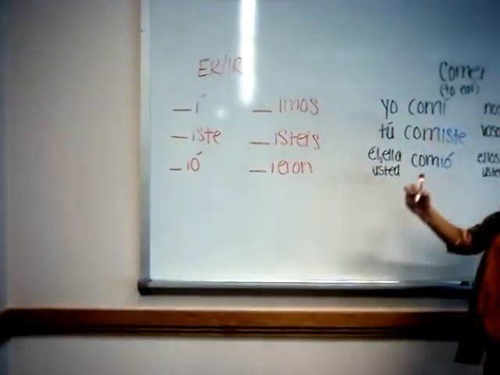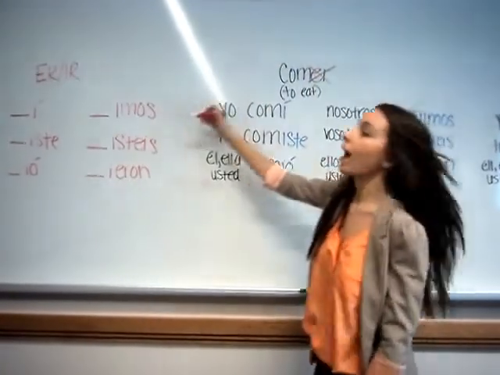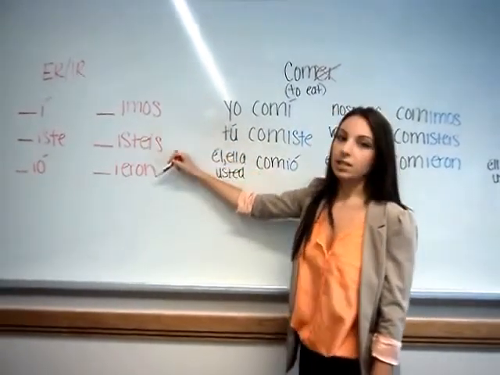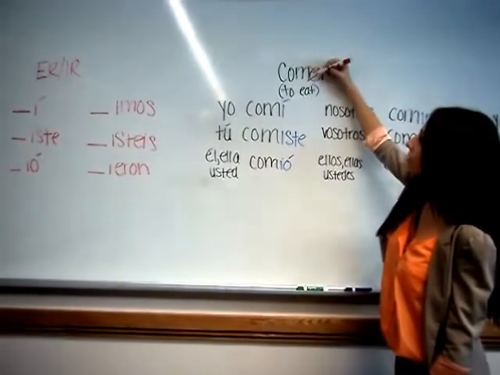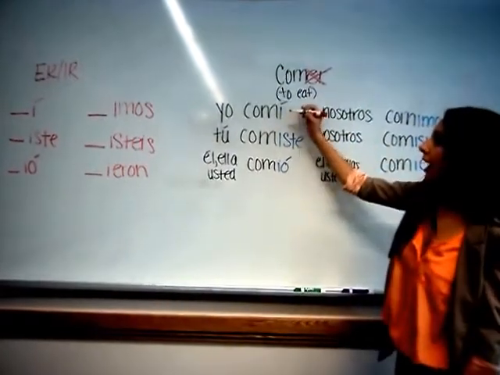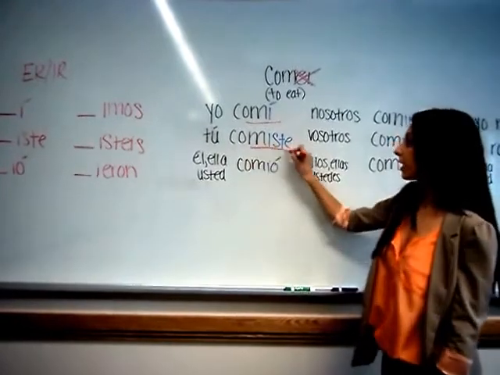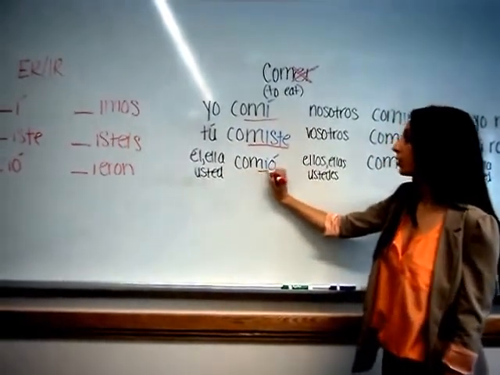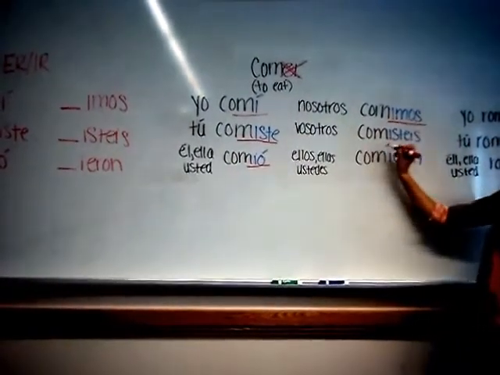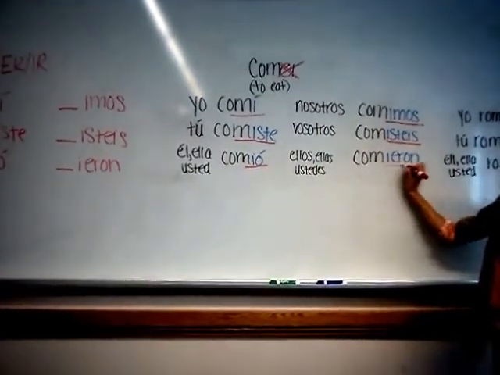Now, just like we learned for AR, when you conjugate these verbs in the preterite, you cross out the ending and you add whichever one you need. So you would add í, iste, ió, imos, isteis, ieron. Let's do this ER verb, comer, which means to eat. So remember, we cross out the ER and we add the endings. So we have yo comí, tú comiste, él, ella, usted comió, nosotros comimos, vosotros comisteis, y ellos, ellas, ustedes comieron.